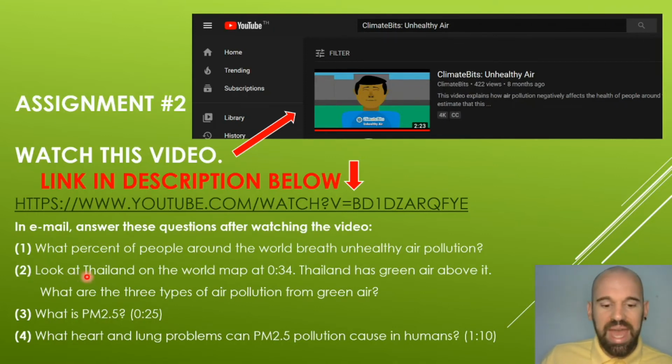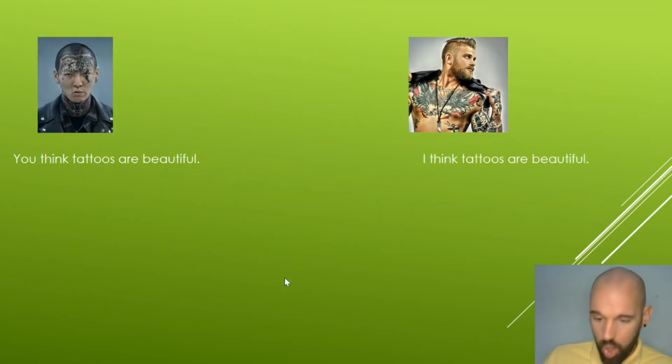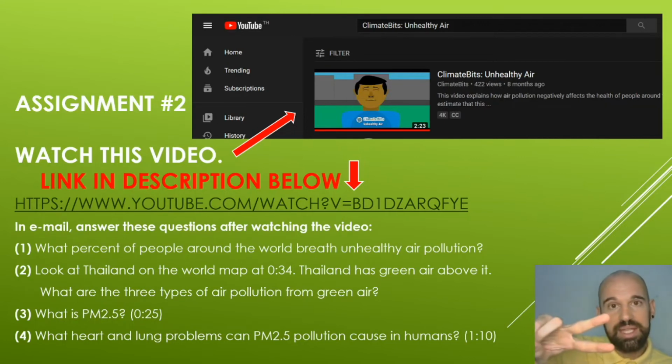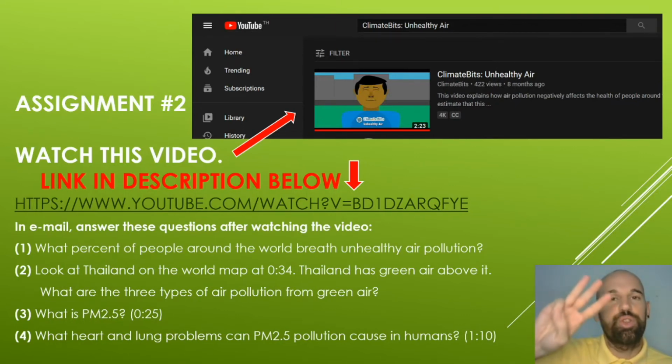Number 2. Look at Thailand on the world map. So in this video, there's going to be a map of Thailand, and that map will be 34 seconds into the video. This video is 2 minutes and 23 seconds. So go 34 seconds into the video, and you will see Thailand on the world map, and there's going to be green air on top of Thailand. I want you, in the email to me, to say, what are the 3 types of air pollution? They will tell you about orange air, white air, and green air. What is the orange air? What is the white air? And what is the green air?